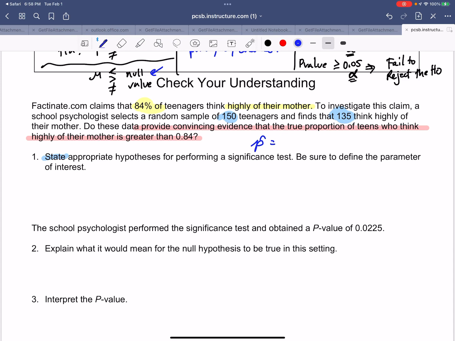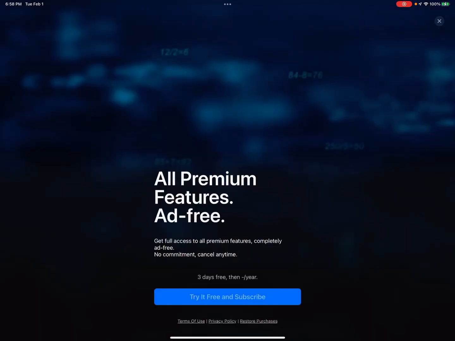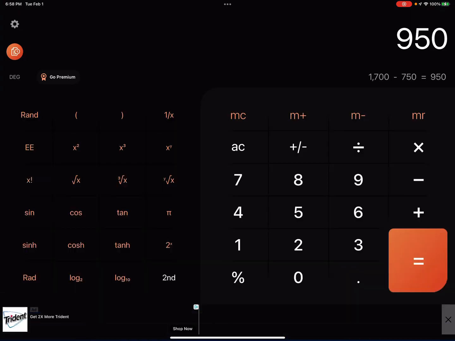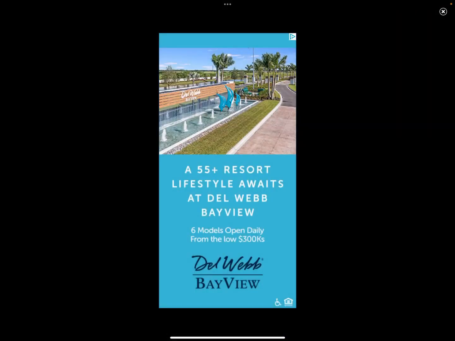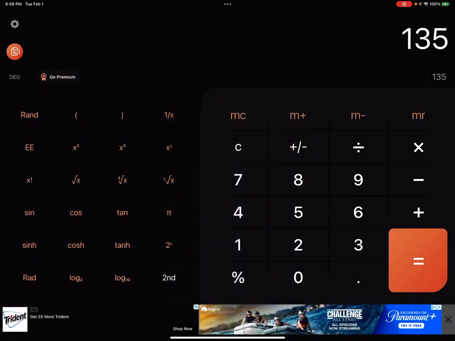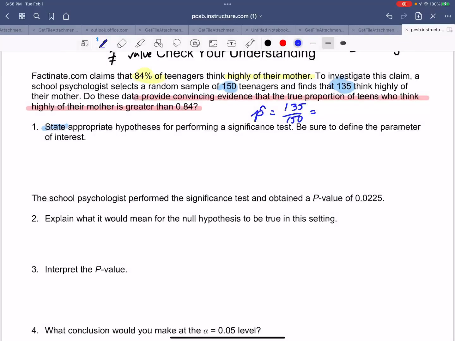Let's just do a simple, quick calculation. They took a sample, so I write p hat. What is 135 over 150? Okay, what did they get? So they might have a sneaky suspicion. 135 divided by 150 is 0.9. Okay, so they actually got 90%, which is greater than that, but is that purely by chance?